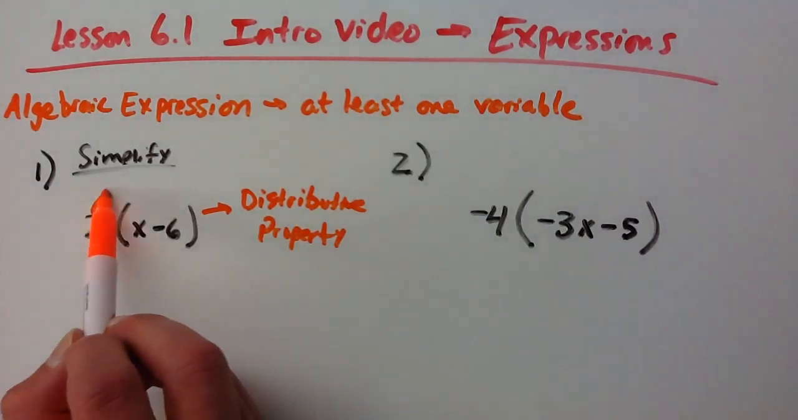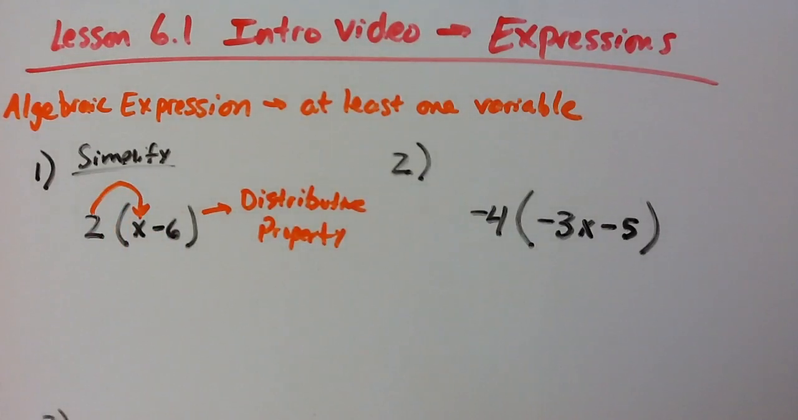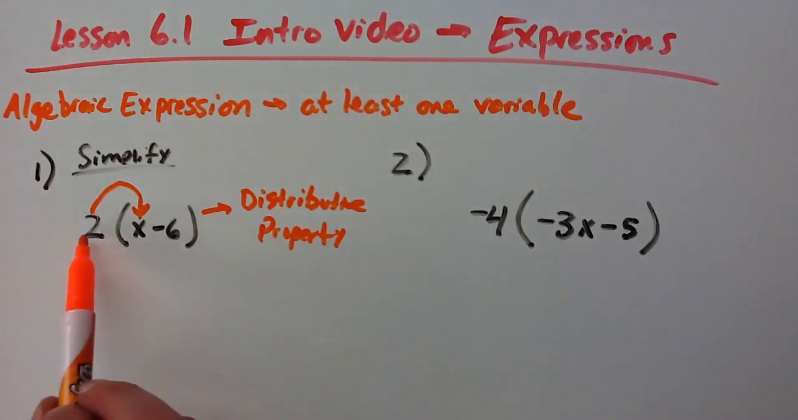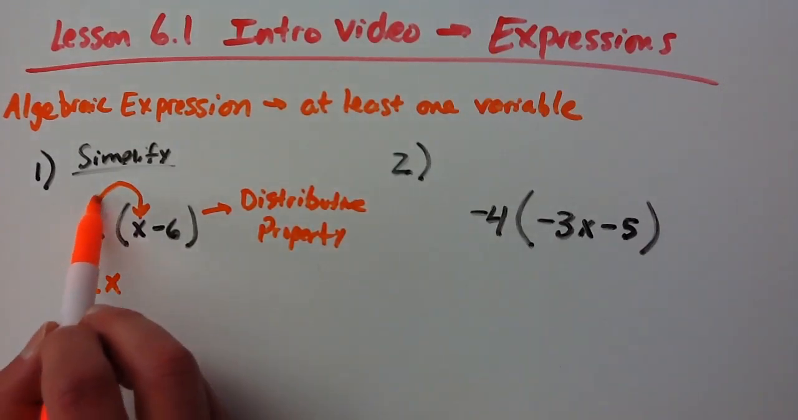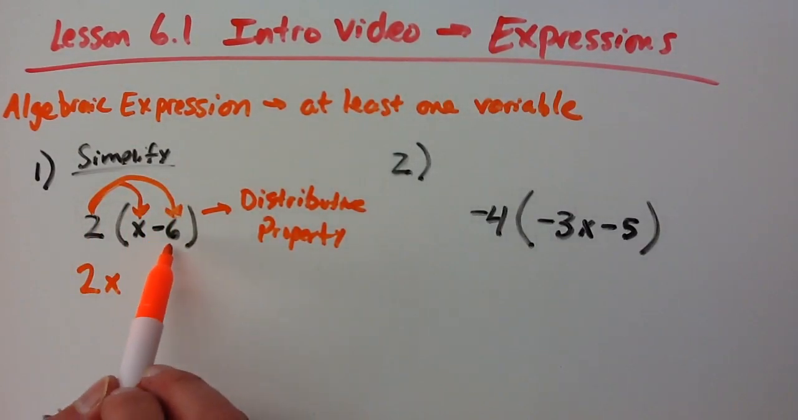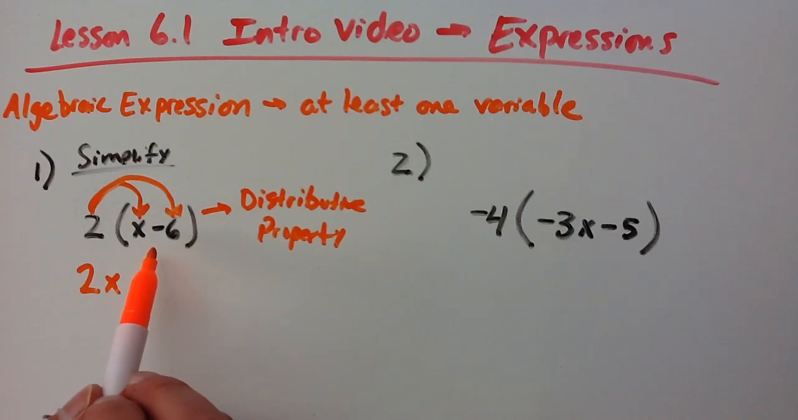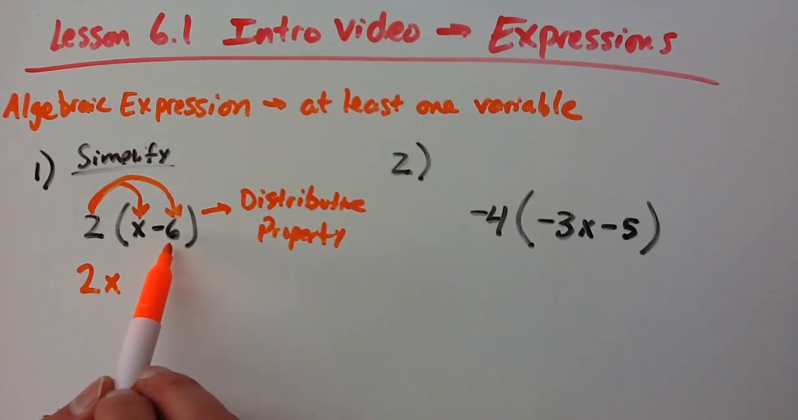So I'm going to go 2 rainbow x, and that's understood to be multiplication. So I have 2 times x, which is 2x. Then I have 2 rainbow. Now this number right here is not 6. This is highly important. This number is not 6.